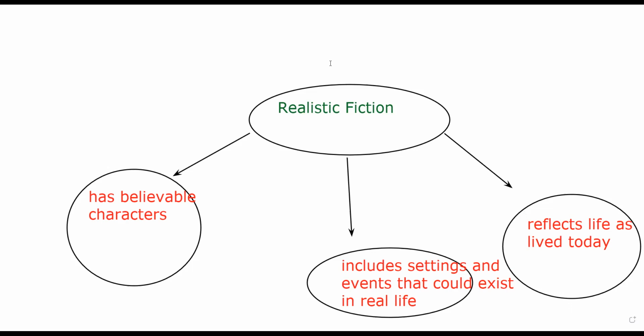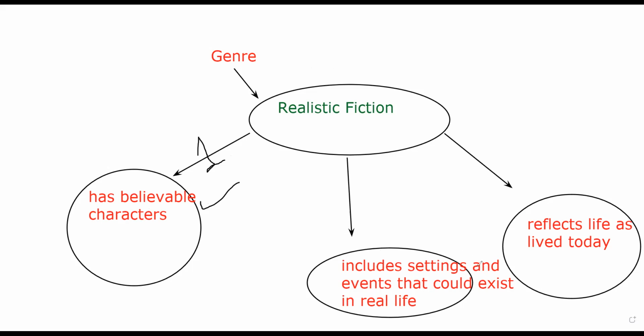So the genre, I'm going to write over here, genre. So our genre is realistic fiction. So this story is a realistic fiction story. The traits, or the three things that you need to know about realistic fiction. First, number one, it has believable characters. That means the characters are true maybe, or you can believe they are, not maybe animals or things.